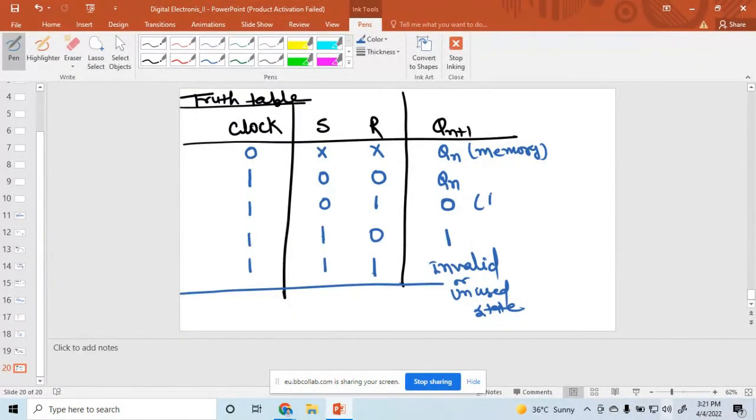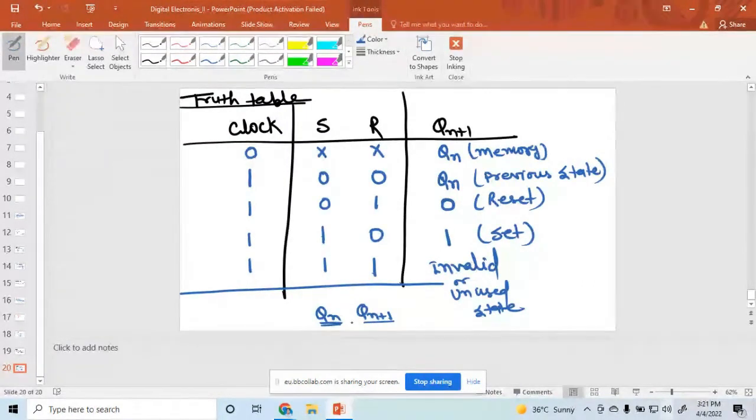This zero is called the reset state, and this one is called the set state, and Qn is simply called the previous state. What is the meaning of previous state? Here I am writing Qn, and here I am writing Qn plus 1. So Qn is the previous state of Qn plus 1. That is the concept of a previous state.